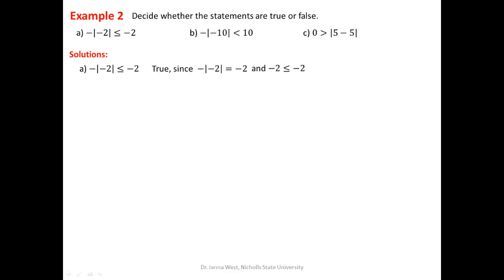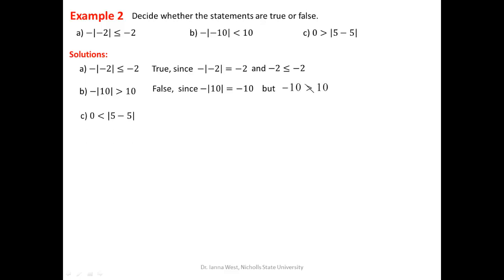Remember, when you are using the inequality less than or equal to, it means that the left-hand side is less than the right-hand side, or it means that the left-hand side is equal to the right-hand side. In this case, the equal part is true. In the second example, we want to determine if taking the negative absolute value of 10 is greater than 10. This statement is false, since the negative of the absolute value of 10 equals -10, but -10 is not greater than 10.